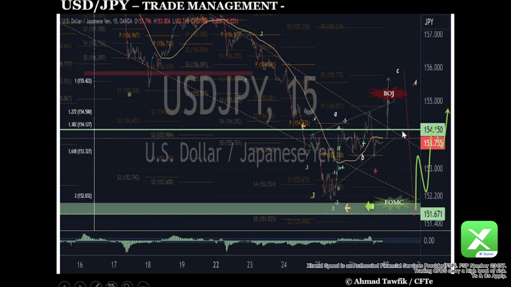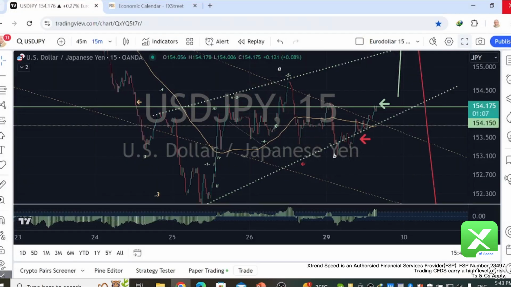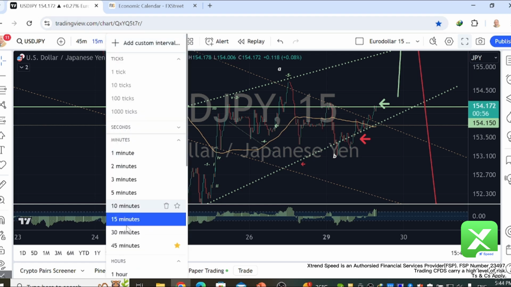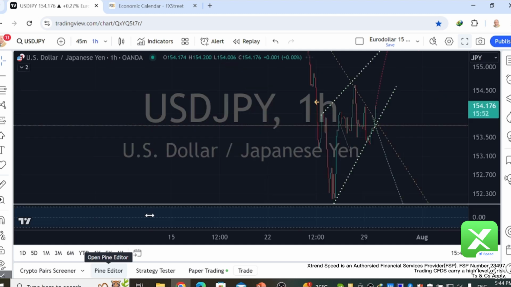All right, let's now just take it to live charts, just to establish the resistance levels where you'd think the market is going to reject during the Bank of Japan or before the Bank of Japan's release, and what we would consider to buy during the Federal Reserve's release.